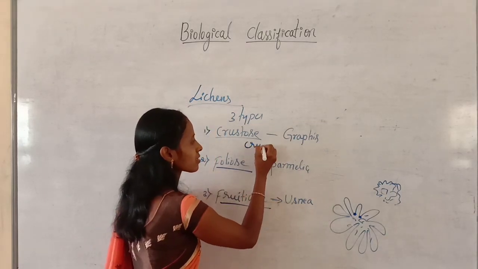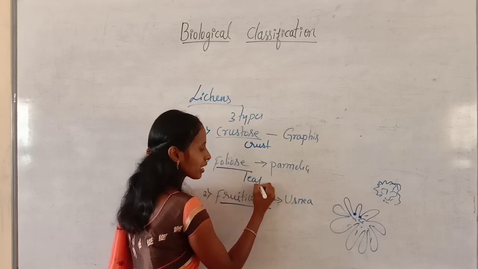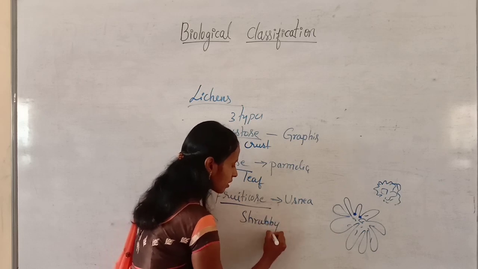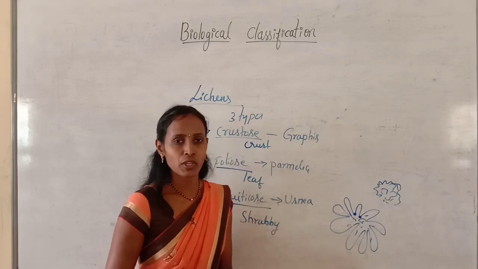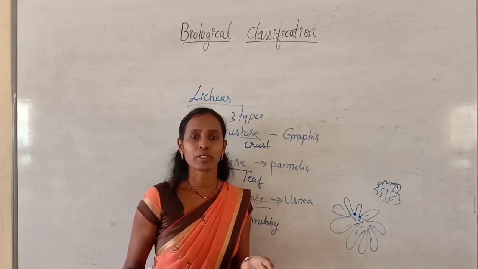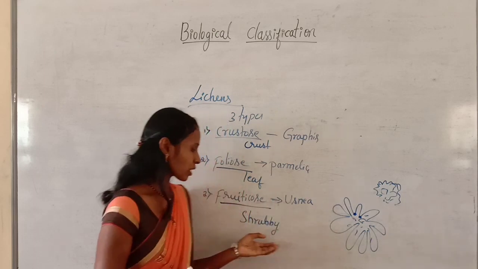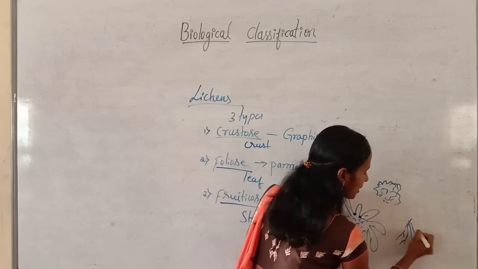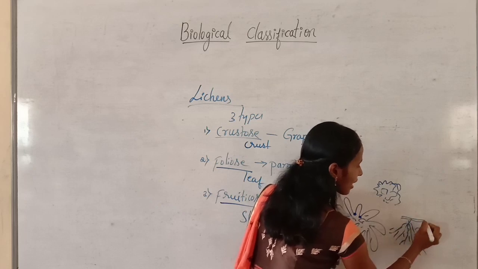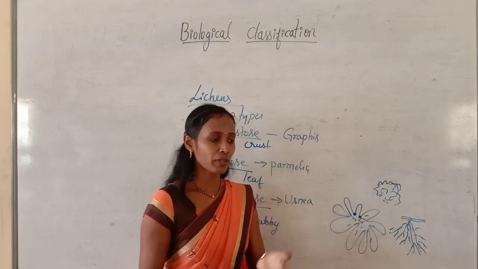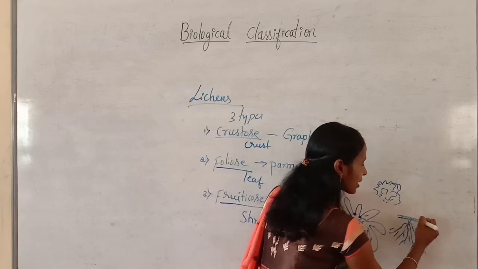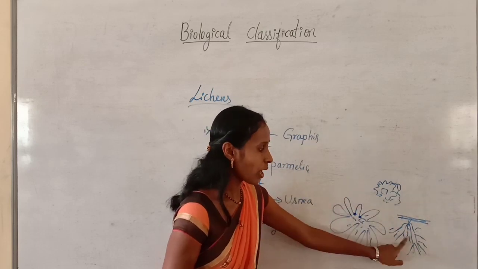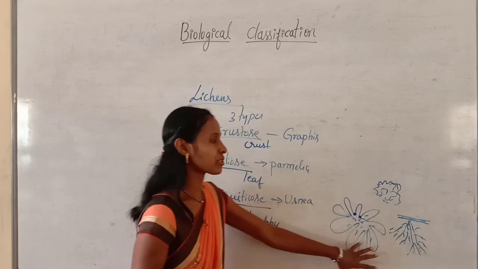Here in crustose it is a crust-like appearance. Here it is a leaf-like appearance. And fruticose lichen is shrubby in nature. It looks like a small shrub. You know the difference between herbs, shrubs and trees. This one is branched and looks shrubby in appearance, and it is usually hanging. If it is on a tree branch, it will usually be hanging or pendulous in nature and has a branched structure. So this difference is very important.